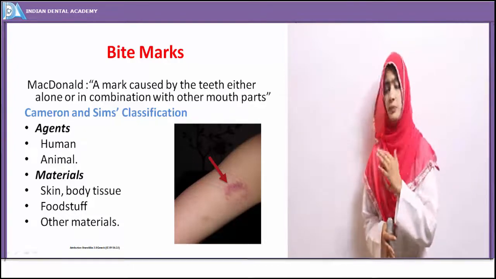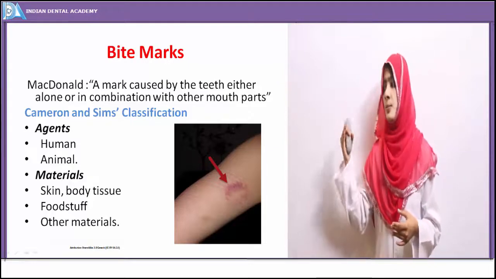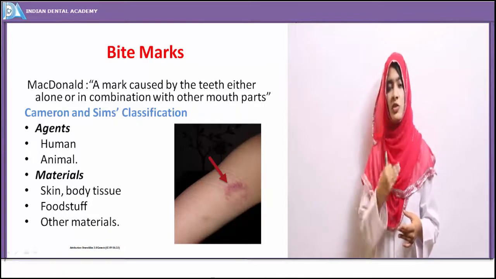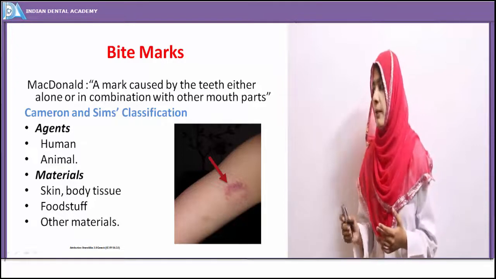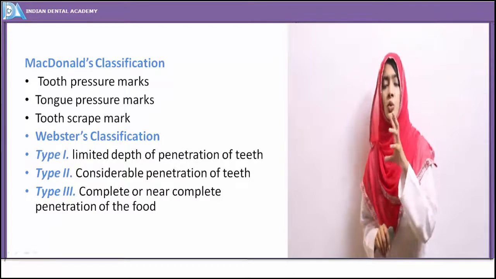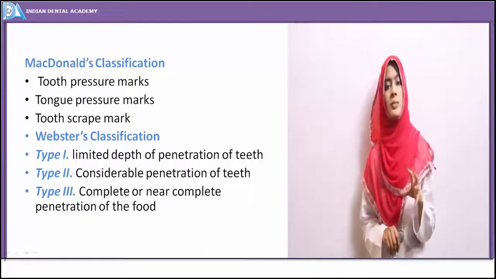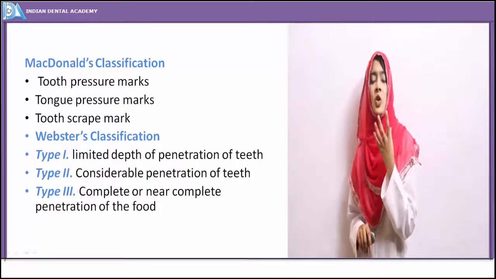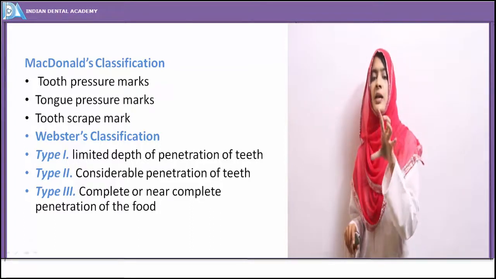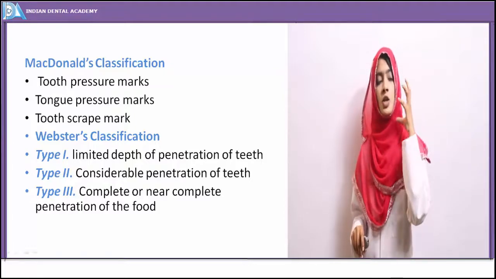Based on the agents, Cameron and Sims classified bite marks into human bite marks and animal bite marks. Based on the materials, they were classified by whether bite marks occur on skin, on foodstuff, or on any other materials. McDonald classified bite marks as a tooth pressure mark, which is caused only by the indentations of the teeth. A tongue pressure mark includes marks caused by both the teeth and the tongue, and when the tongue is involved, there is a central area of ecchymosis seen in that mark. That is because of the pressure.